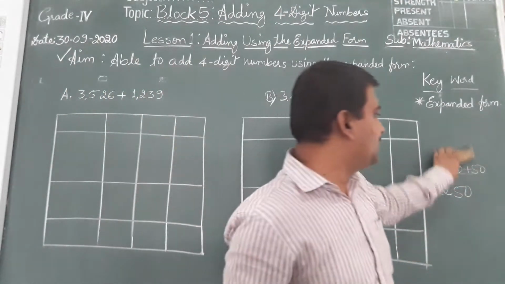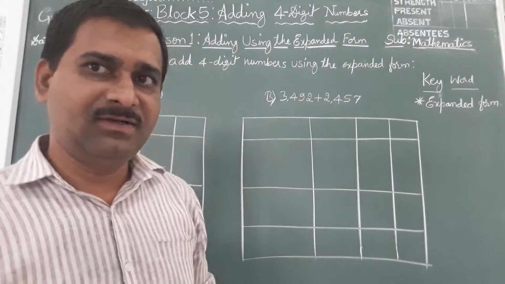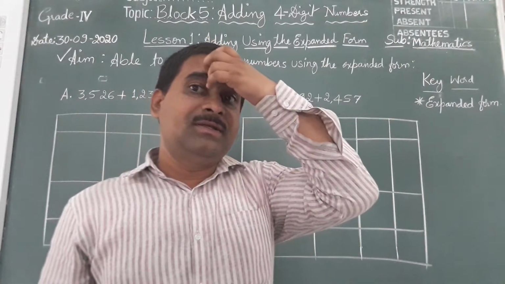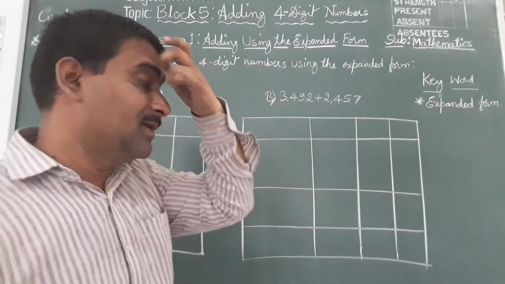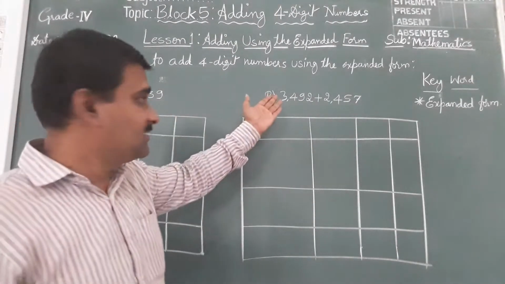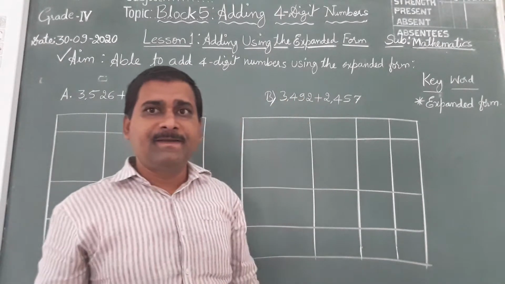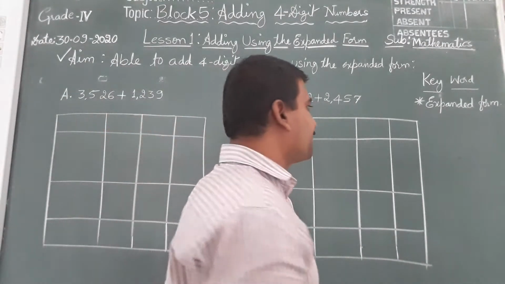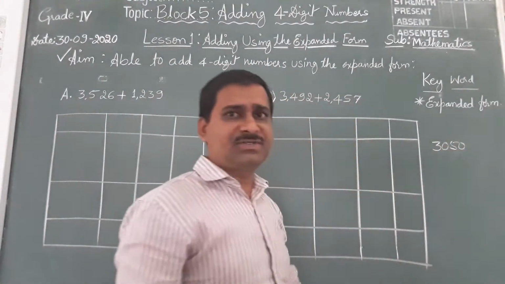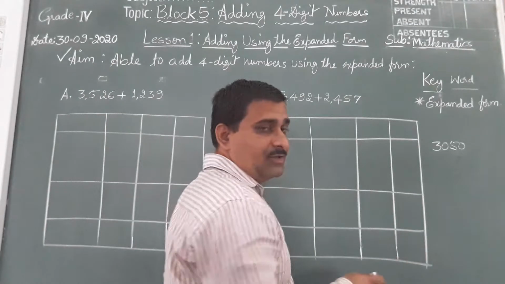let us learn how to add 4-digit numbers by using expanded form. Right, children? See, the examples which I have written on the board are very easy. Thousands: 3000, 1000, 3000, 2000. Sometimes, to confuse you, the number will be given like this, 3050. And if they ask you to expand, you should not get confused.